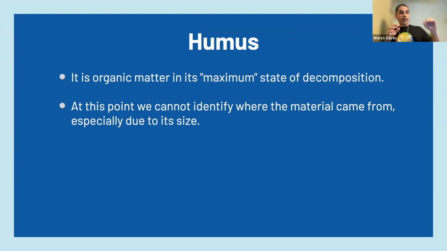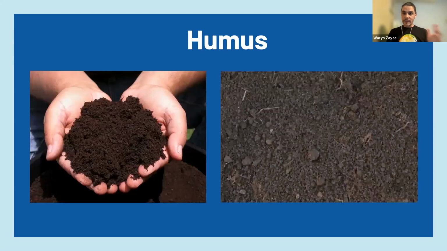So when we are talking about organic matter in a humus form, at this point we cannot identify where the material came from, especially due to its size, okay? So at this point, we could not differentiate if that humus comes from a branch of a tree, or, I'm just exaggerating, from a leg of a person, okay? I'm just making that exaggeration to paint a clear picture of what I'm talking about. So this is the way that humus should look. That's real humus, and I just put those images here.